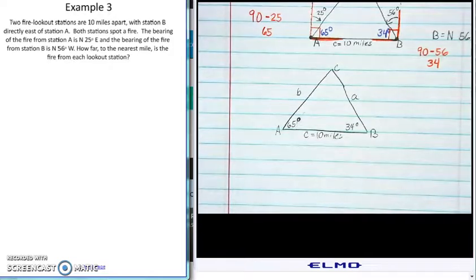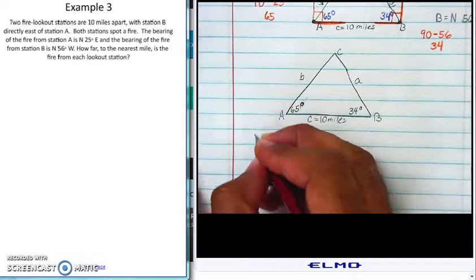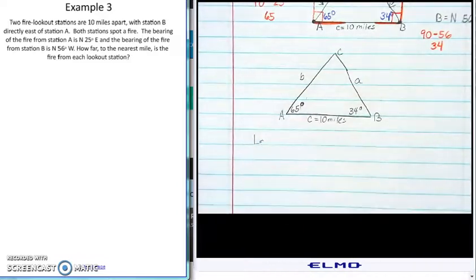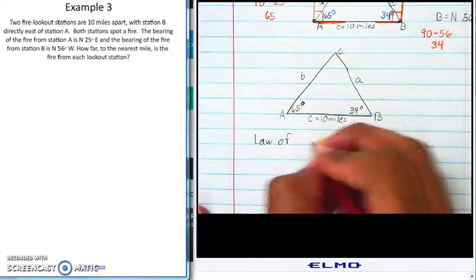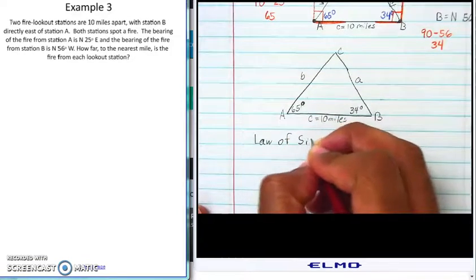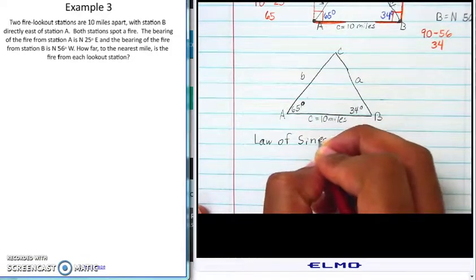With that, what do we do? Are we dealing with law of sines or law of cosines? When it came to the definition of either one of those, we talked about which we needed. The only one that had two angles and a side was law of sines. Sorry, law of sines, not law of cosines. My fault.